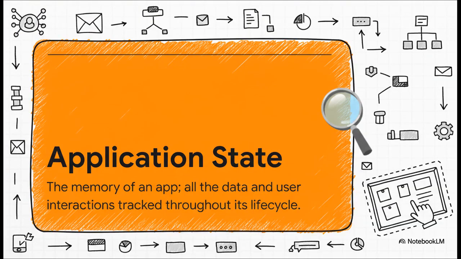Well, the answer is something we call application state. At its core, it's really just the memory of your app, all the data that defines what it's doing at any given moment. But as that app grows, keeping the central mission board organized and consistent becomes a huge challenge.